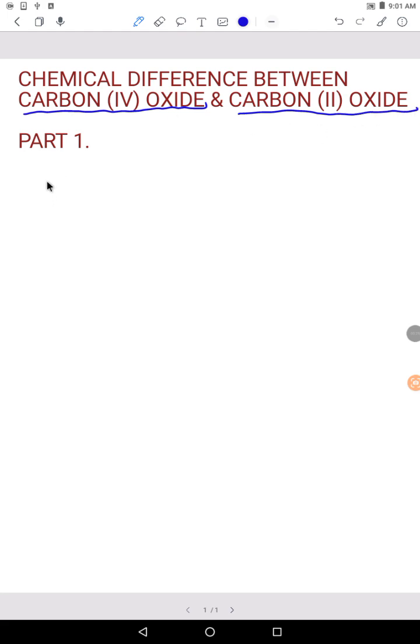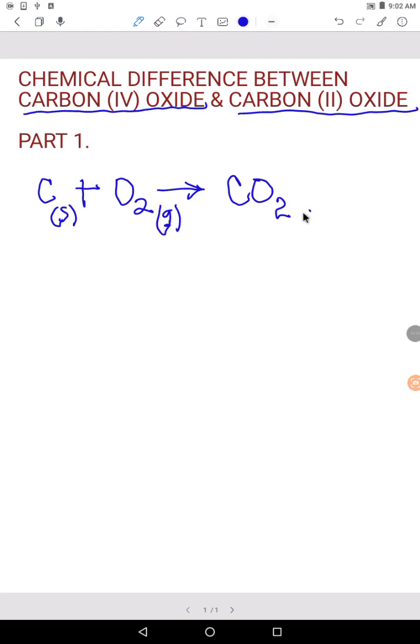When we have carbon plus oxygen reacting, carbon 4 oxide, CO2, is formed. This is a balanced equation. Carbon is solid, oxygen is a gas, and CO2 is a gas.